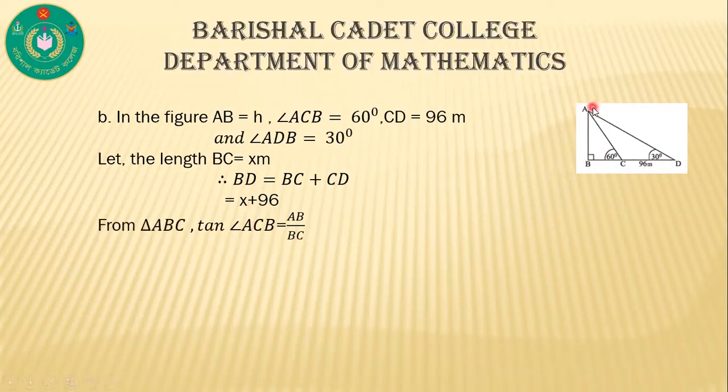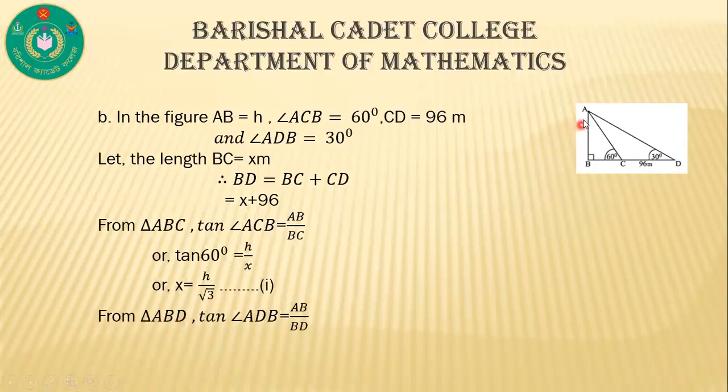Now from triangle ABC, consider this angle. Then tan of angle ACB is equal to AB by BC, because we know tan theta is equal to perpendicular by base. Here perpendicular AB and base BC. Now putting the value, tan 60 degree is equal to H by x. We know tan 60 is equal to root 3. That's why we can write x is equal to H by root 3.